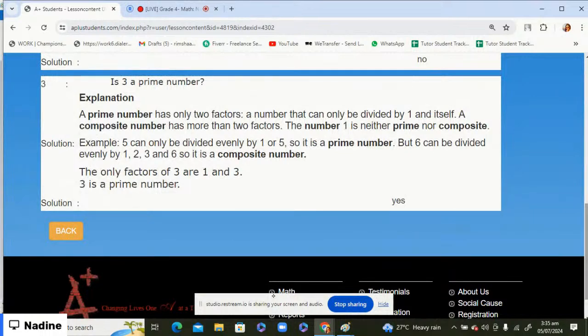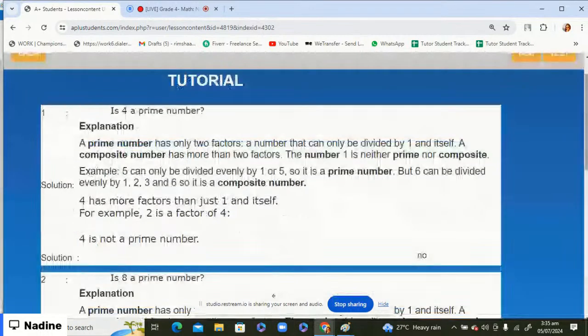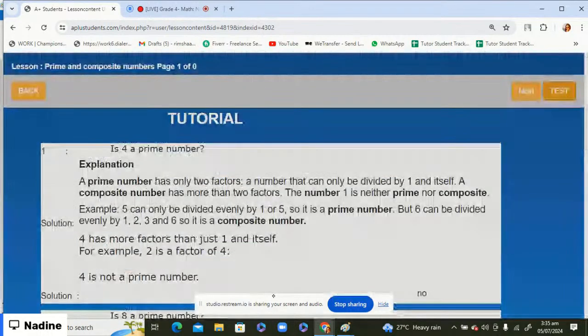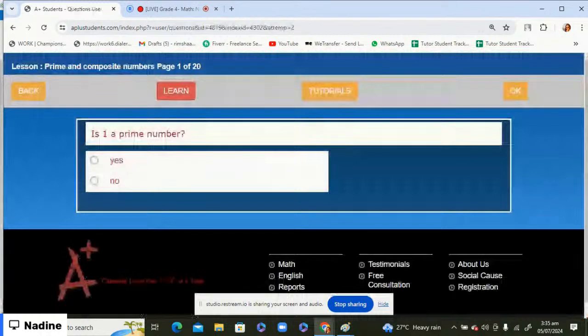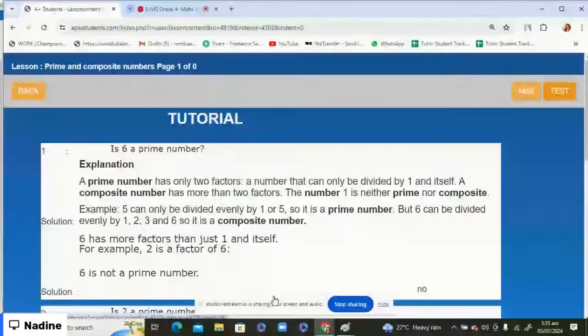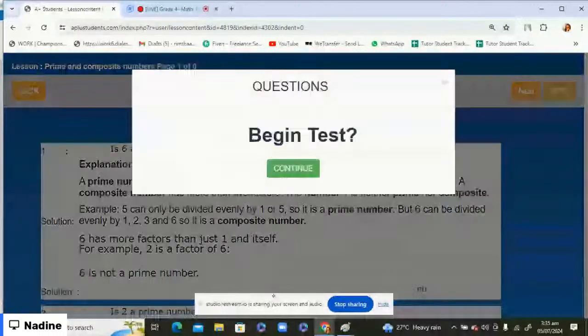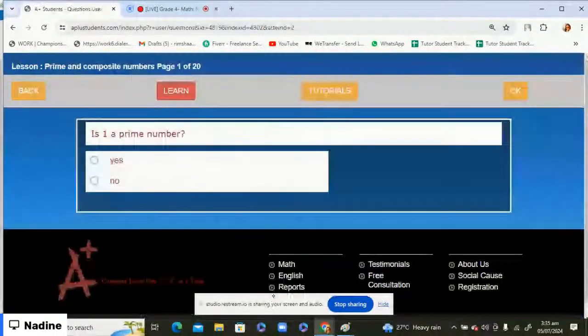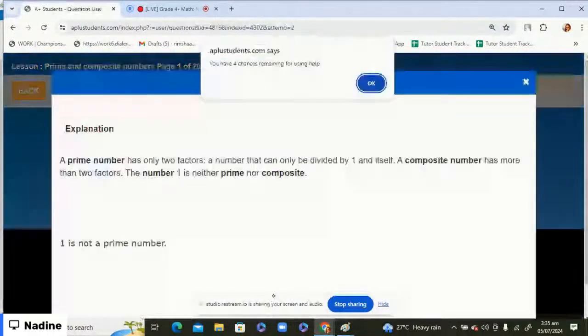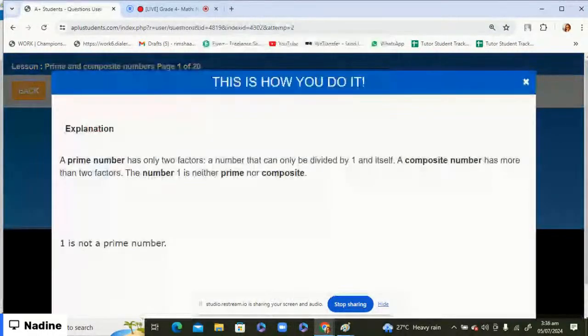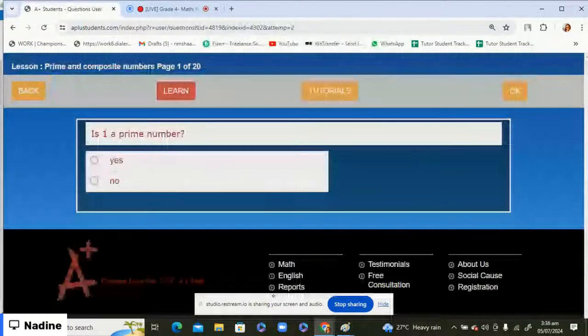Okay, let's do some test questions. 1 is a prime number. As we know, 1 is not a prime number. No.